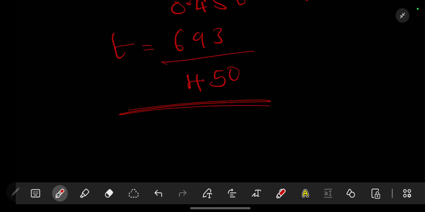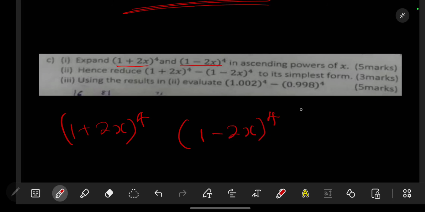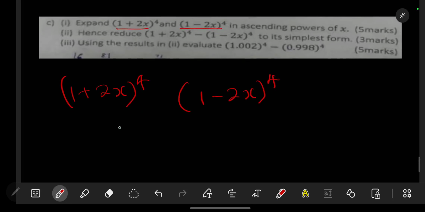Then the binomial one. So we have to expand this and this in ascending powers of x. So you say 1 plus 2x to the power of 4, and we have 1 minus 2x to the power of 4 in ascending powers of x.